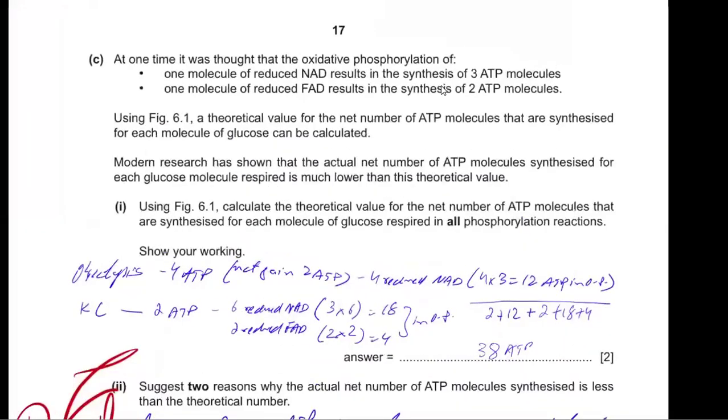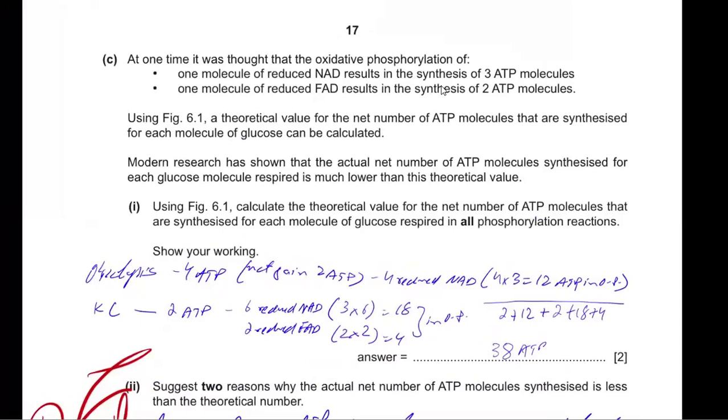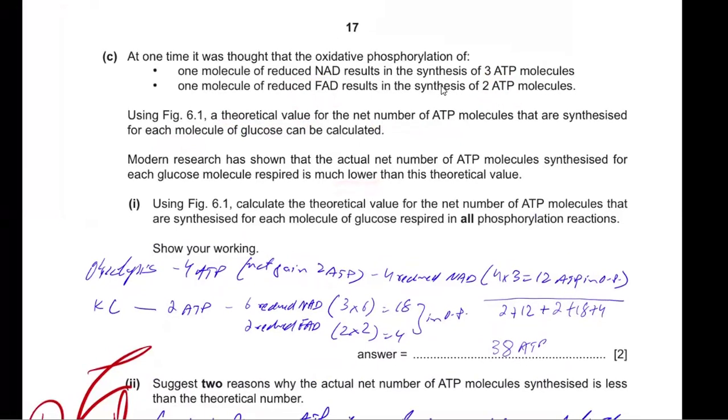Next, the question says that at one time it was thought that oxidative phosphorylation would yield, for one reduced NAD and one reduced FAD, three ATP and two ATP molecules respectively. Using figure 6.1, they're asking us to calculate the theoretical value for the net number of ATP molecules synthesized for each glucose molecule, and we have to show the calculation. Modern research has shown the actual net number of ATP molecules synthesized per glucose respired is much lower than the theoretical value. Using figure 6.1, calculate the theoretical value for the net number of ATP molecules synthesized for each molecule of glucose respired in all phosphorylation reactions.